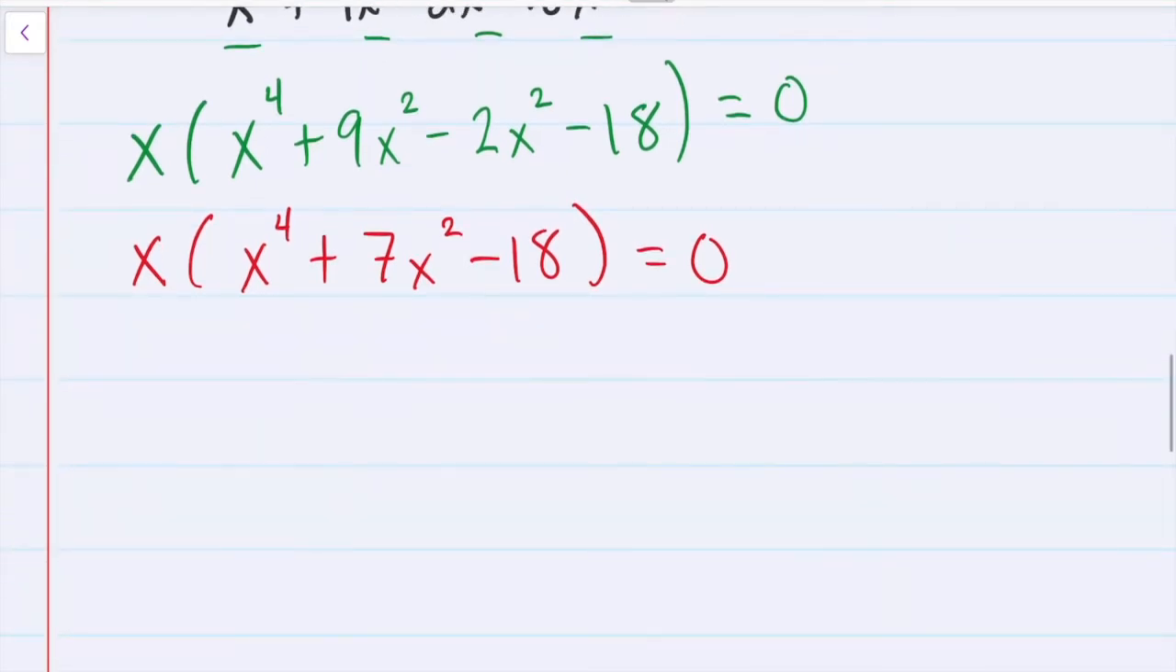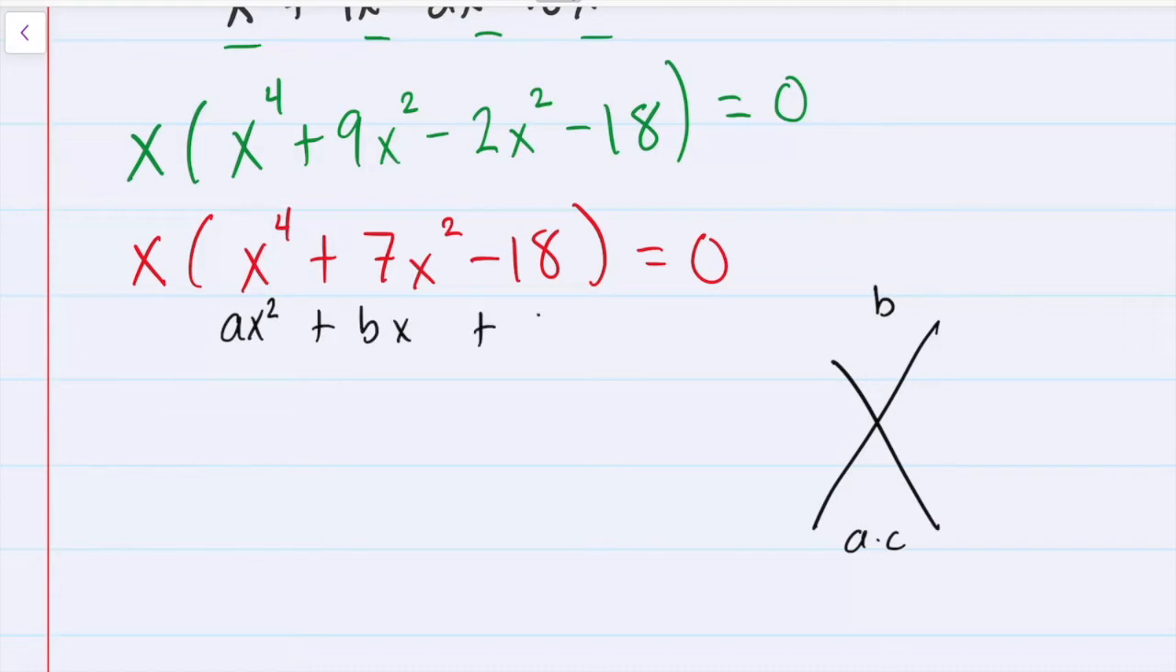Now we're ready to go, and I know these are x to the fourth and x squared, but guess what? You can still do the diamond method. Now remember, that's a times c, that's b on top. Remember, that's your ax squared plus bx plus c. Your a is always the 1 right there. 1 times, what's your c? Negative 18, so that's negative 18 here. B is 7. So what two numbers multiplied give you negative 18, but add to 7? Well, could I say it's 9 and negative 2?